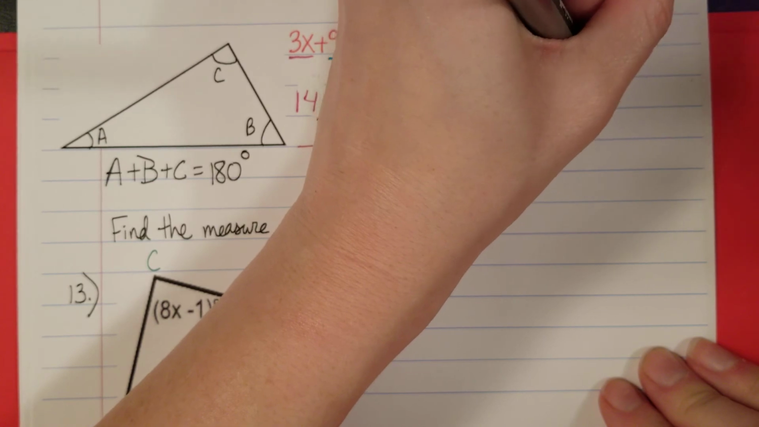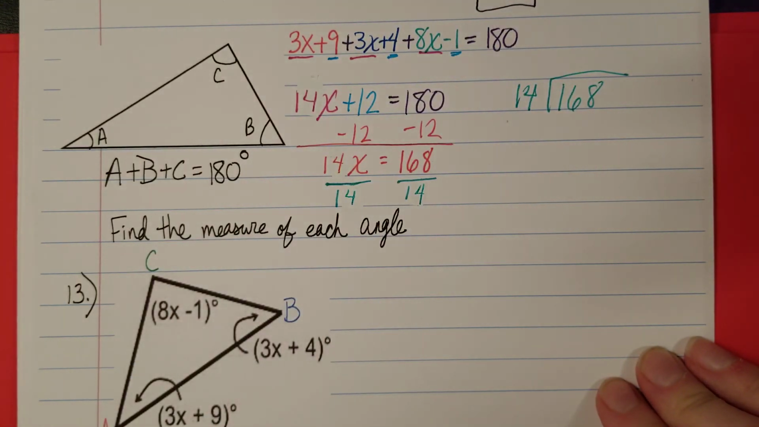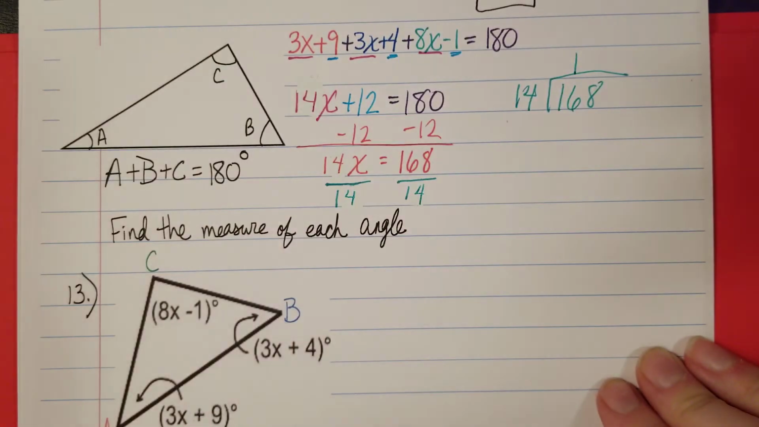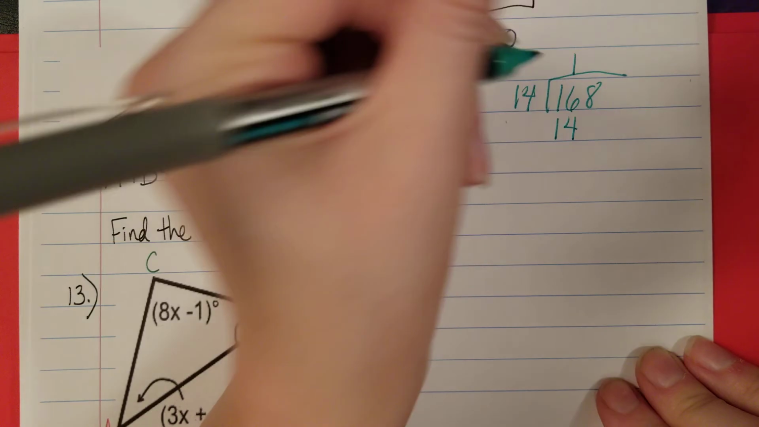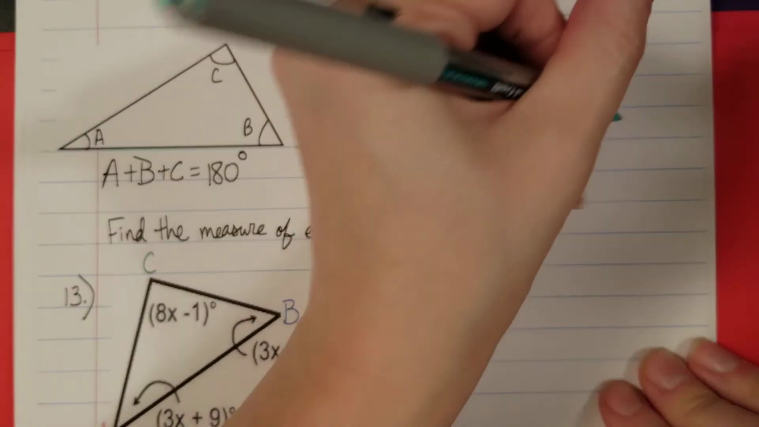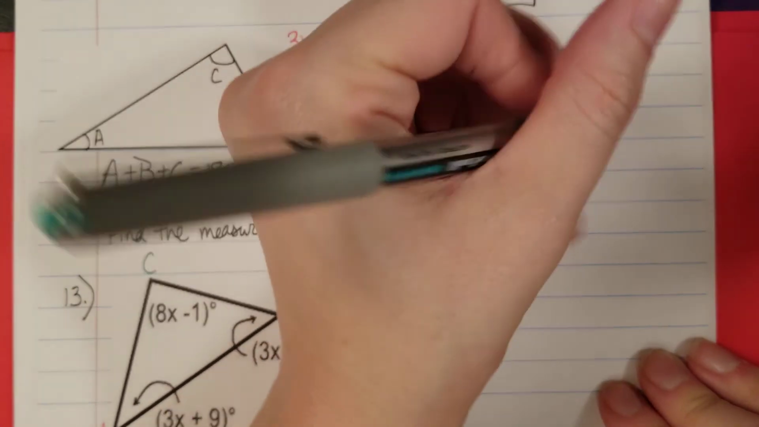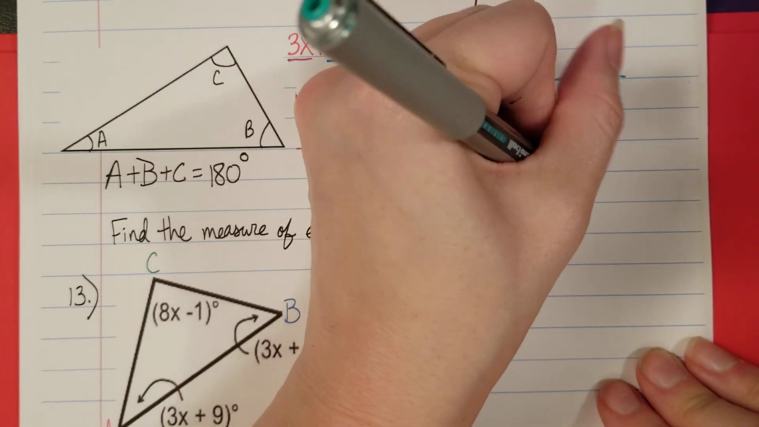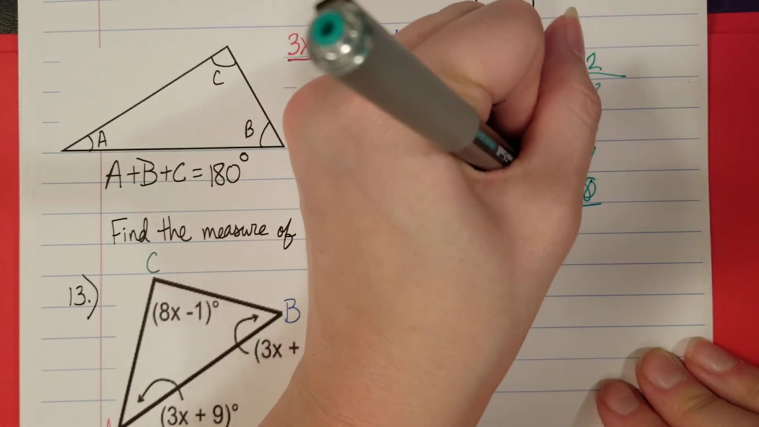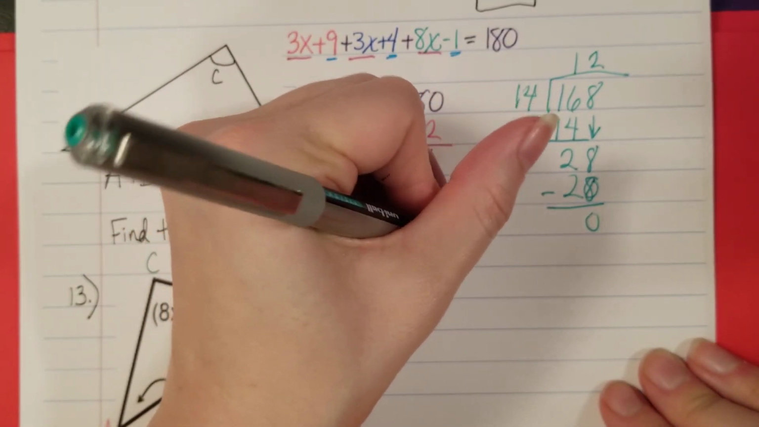So 168 divided by 14. So 14, we go into 16 one time. 1 times 14 is 14. 16 minus 14 is 2. Bring down the 8. 14 goes into 28 2 times exactly. 2 times 14 is exactly 28. All right, so the answer is x is equal to 12.